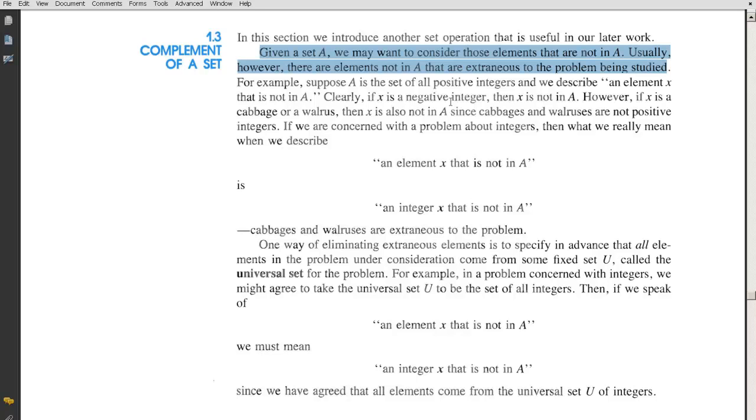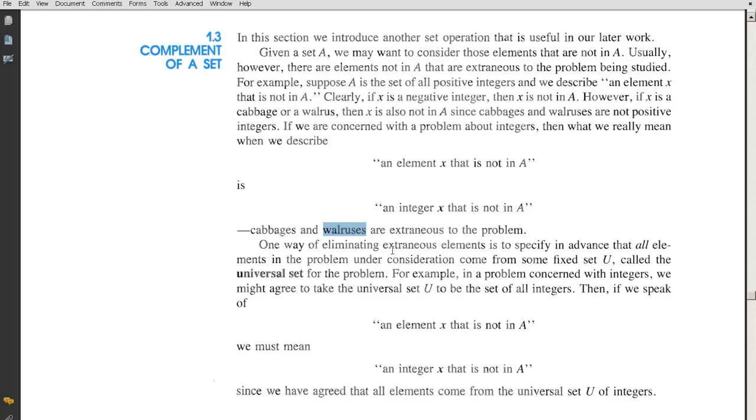However, if x is a cabbage or a walrus, then x is also not in A, since cabbages and walruses are not positive integers. If we are concerned with a problem about integers, then what we really mean when we describe an element x that is not in A is an integer x that is not in A. Cabbages and walruses are extraneous to the problem. So, as I said, we have to be told what the context is. So the context is not including vegetables or animals. Okay, it's just integers.